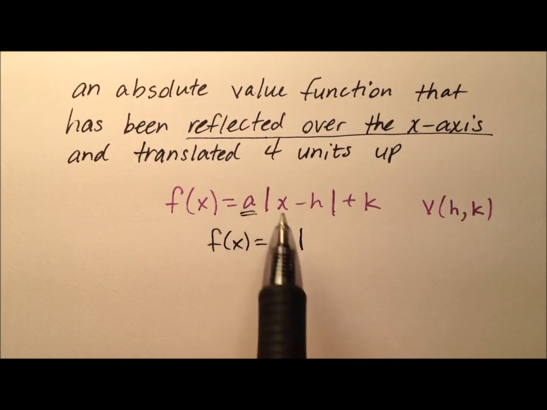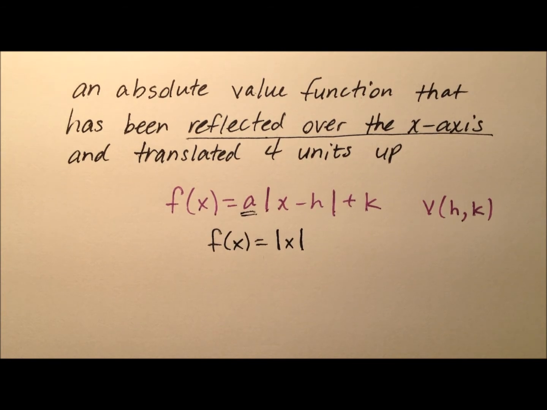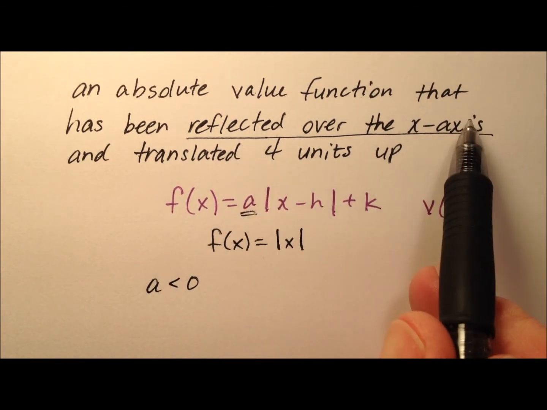So our a value here is responsible for indicating whether or not the graph opens upward or downward. So if it opens downward, that means it's been reflected over the x-axis. So first of all, I know a has to be negative, so less than 0. And that's all the information here.